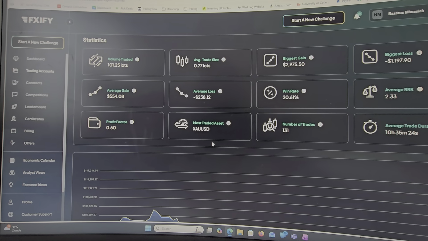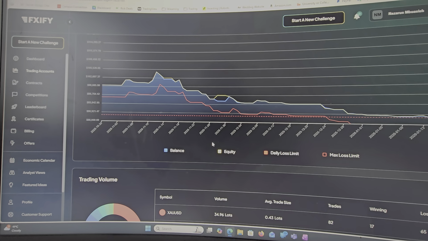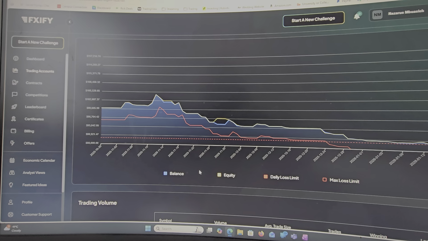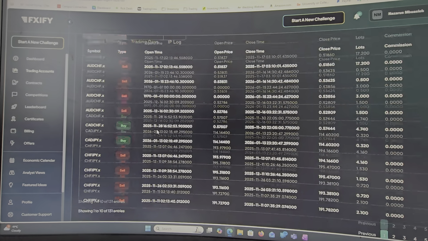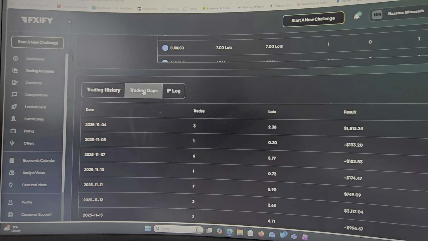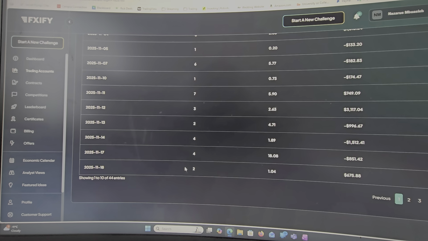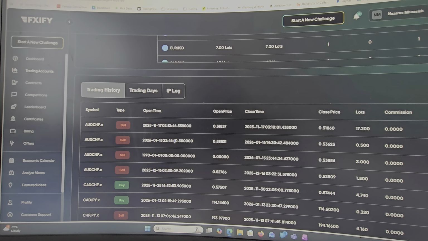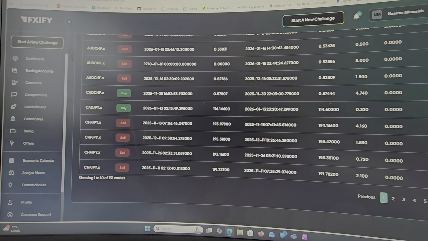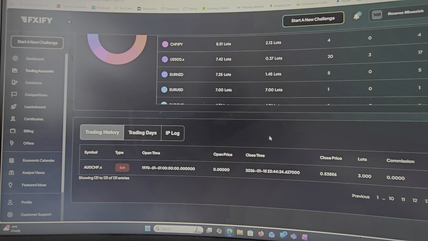But if I look at the equity curve, I've been losing constantly. But if I go to trading days, trade history. Let's go to the last page. $56. When was this? On the 15th.